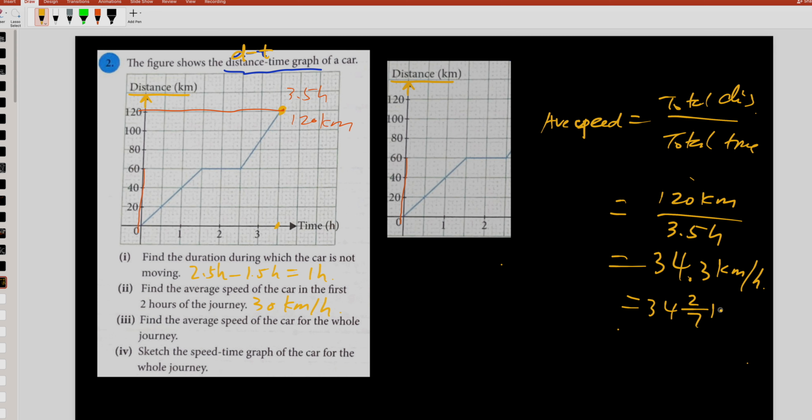34 over 7. Over 7, is it? Yeah. Good. So if you can give me an exact one, give me an exact one.